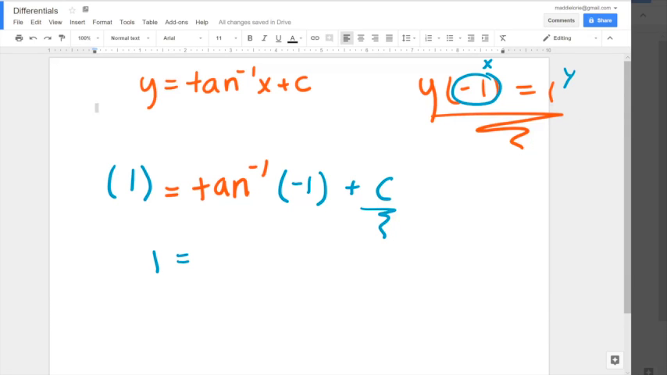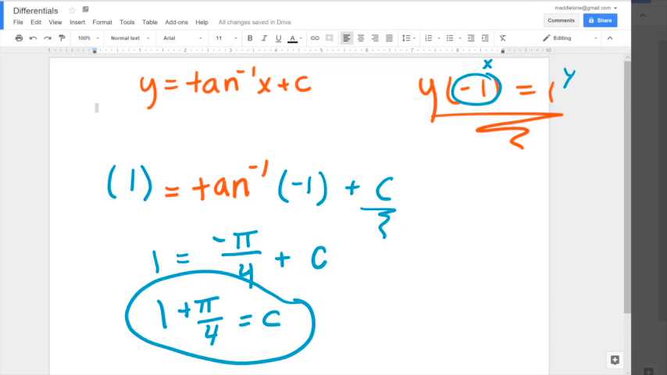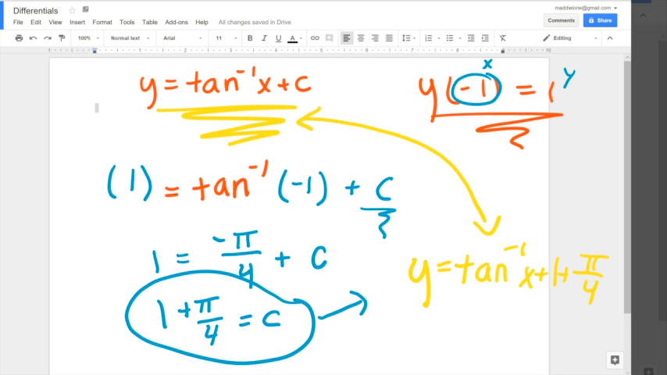So 1 equals the tangent inverse of -1, which is negative pi over 4. And then I would add pi over 4 to the other side, and I get my value for c. So pretty straightforward and simple there. But this isn't how you answer the problem. You answer the problem with an actual y equals equation. So the actual answer to the problem, I'm going to write in yellow, is y equals tangent inverse x plus 1 plus pi over 4, which was that c value. So these are synonymous, except I actually found the c value in this one.